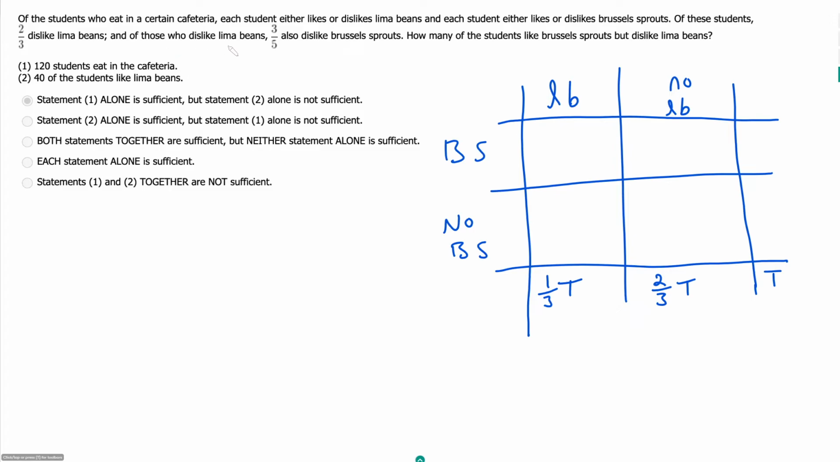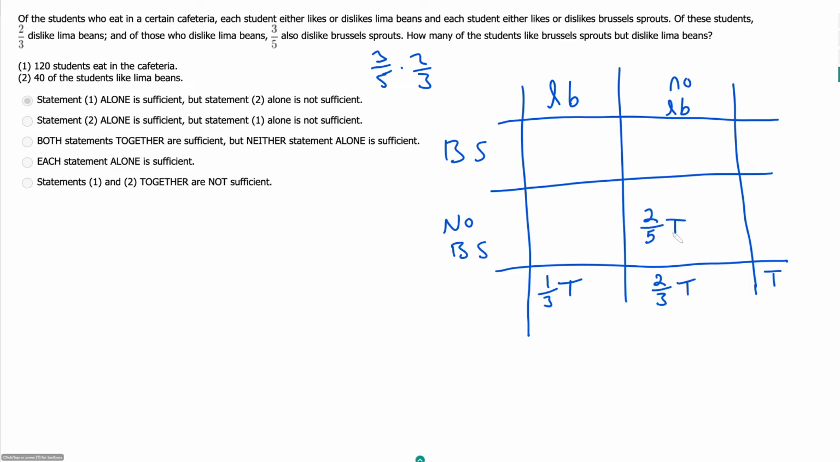Of those who dislike lima beans, and so that is only of these 2/3 T students. So of these students, 3/5 also dislike Brussels sprouts. So that means no lima beans, no Brussels sprouts. And so 3/5 of 2/3 T. What is that? 2/5 T.